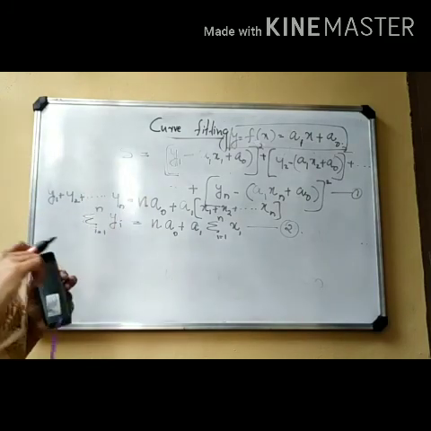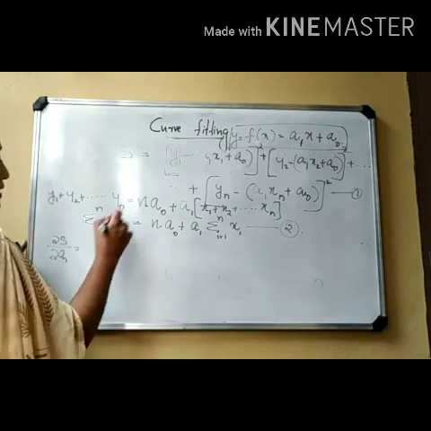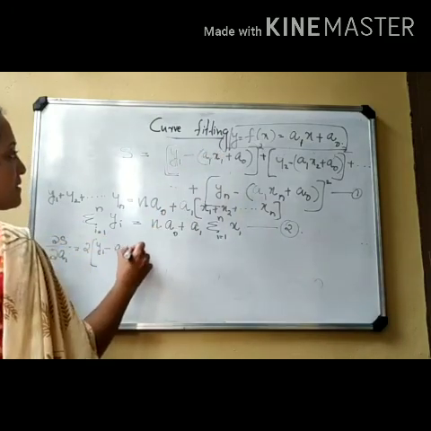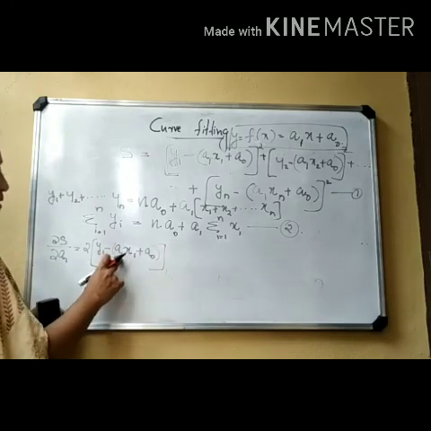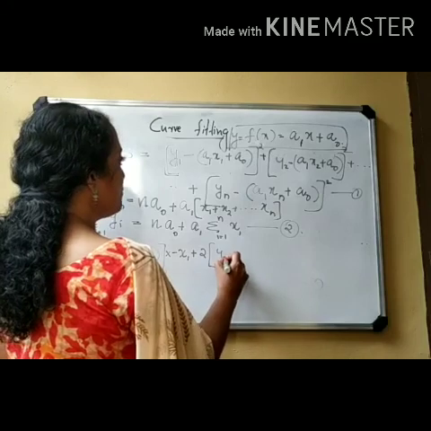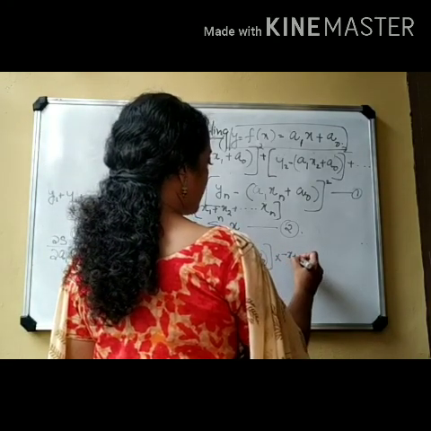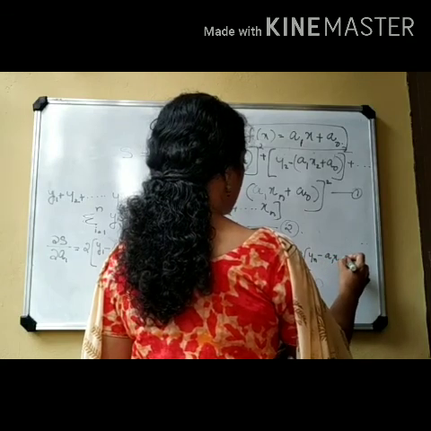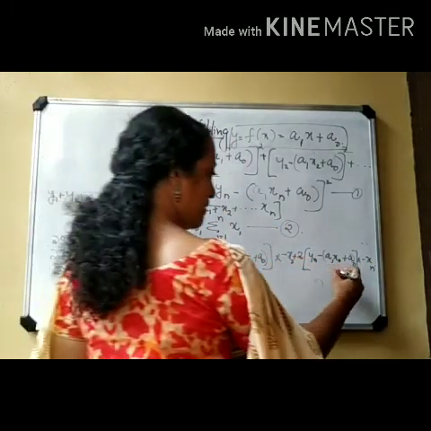Now, again we can consider equation 1 and differentiate it with respect to a1, so that we get dou S by dou a1 is equal to, again, 2 times (y1 minus (a1 x1 plus a0)) into, with respect to a1 we are differentiating, so we have to multiply this with minus x1, plus the next term, again 2 times (y2 minus (a1 x2 plus a0)) into minus x2, plus etc. Last term 2 times (yn minus (a1 xn plus a0)) into minus xn. And this will be equal to 0.